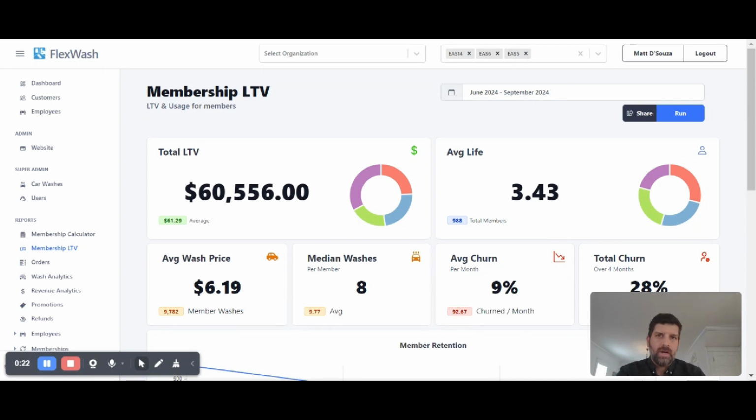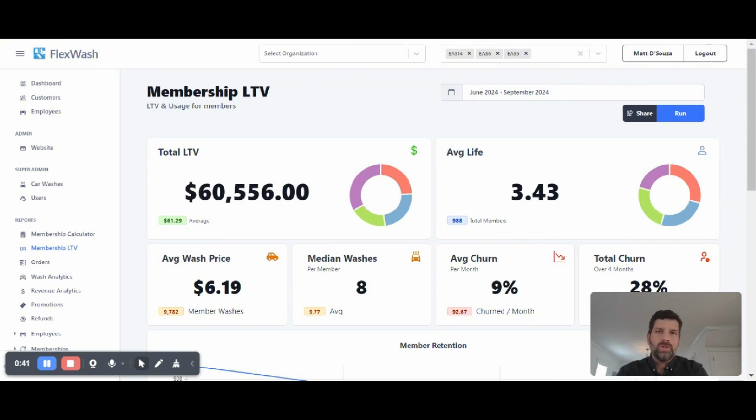And so where we've started off with our lifetime value reporting is with memberships. And we can do it based on a certain cohort, and that cohort happens to be month, right? So we can look at all of the members that were signed up, let's say in the month of June, and then see how many are still on and what the total value is of that.